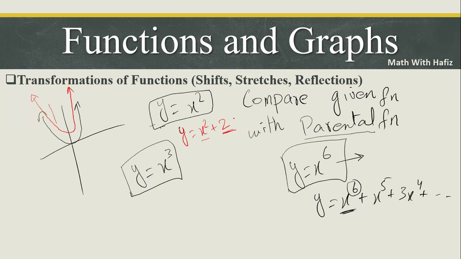So you have 4 types of transformation. One is translation, which means shifting. It can shift upward, downward, left or right. Or you have stretching. For example, if I multiply by 2, it will stretch. If I have 1 over 2, it will compress. For example, it will become like this, the actual parent function will come closer towards the y-axis.